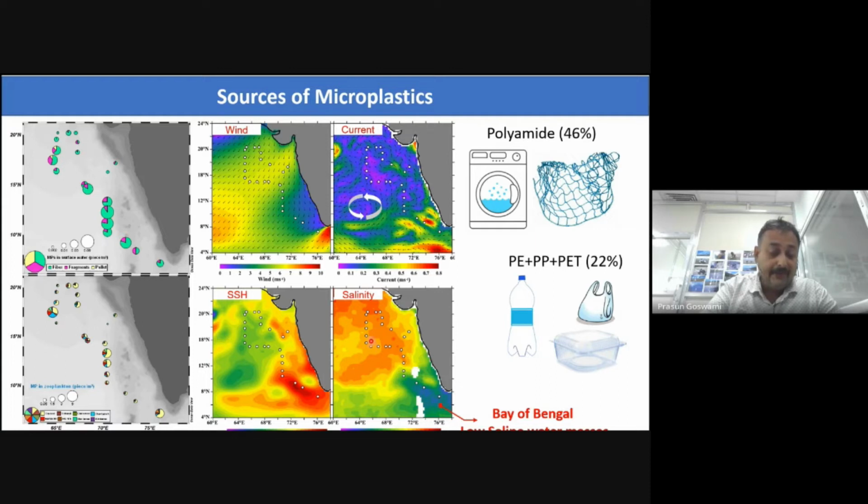Again, the salinity profile clearly showed that the intrusion of low saline Bay of Bengal water masses into the Arabian Sea can bring a lot of coastal floating microplastics from the eastern coast of India to the western coast. So this cycle keeps going on, and plastic originating from the eastern coast ultimately reaches the western coast of India.